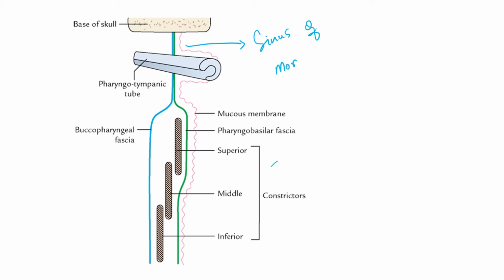So the sinus of Morgagne, which is a space present beneath the base of the skull and the superior constrictor, allows the passage of the important auditory tube. This auditory tube reaches the nasopharynx through the sinus of Morgagne, and it is seen piercing the fascia, that is the buccopharyngeal fascia and the pharyngobasilar fascia. So, in the sinus of Morgagne, the auditory tube pierces the buccopharyngeal fascia and the pharyngobasilar fascia to reach the nasopharynx and ends up as the pharyngeal end of the tube.